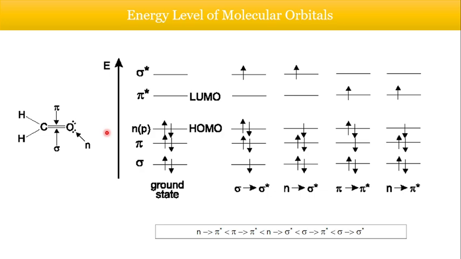Oxygen has two lone pairs. Firstly, how we draw these molecular orbitals. Before drawing these molecular orbitals, we have the atomic orbitals which actually combine to form the molecular orbital.